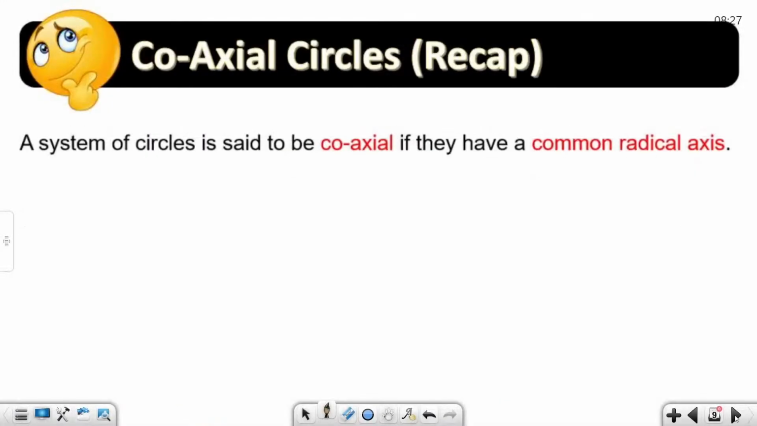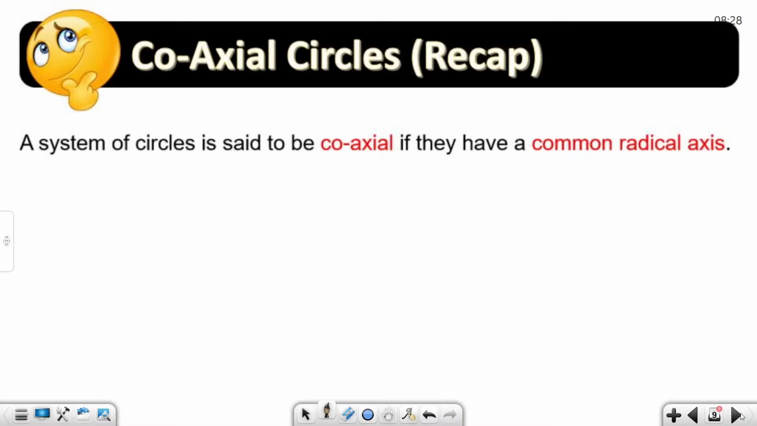And the last thing that we have done in my previous class was coaxial circles. What is coaxial circles? If a system of circles are having the same radical axis, that is, for a system of circles, if the radical axis is common, then we say that all those circles are coaxial circles. Is it clear to all? Absolutely. So now we will start with today's journey, which we are going to complete here.